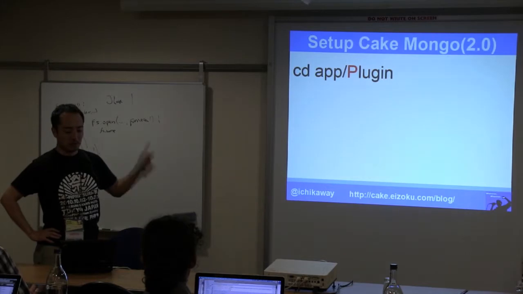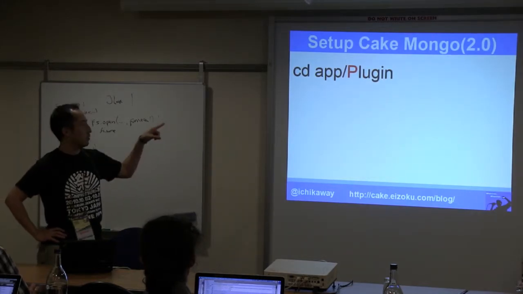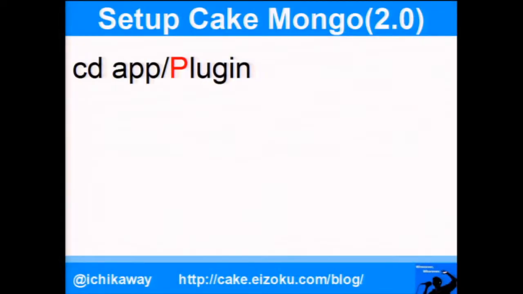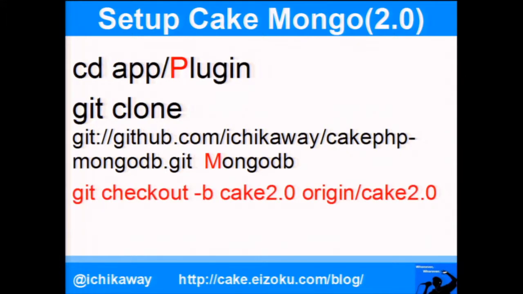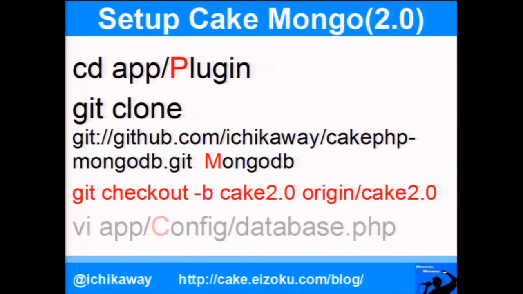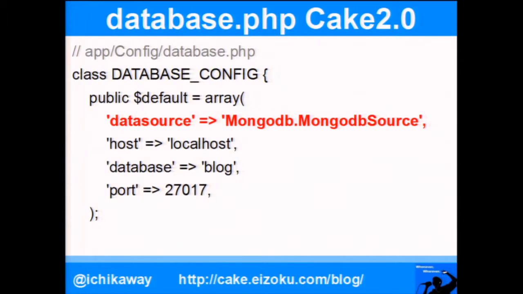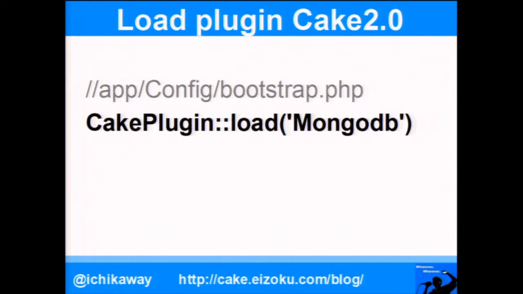And how about Cake 2.0? At first, go to the plugin folder. The red characters show what differs from 1.3. Then git clone and change to the Cake 2.0 branch of the data source. Then edit database.php and use a datasource key. But in Cake 2.0, we have to call CakePlugin::load in the bootstrap. Don't forget.